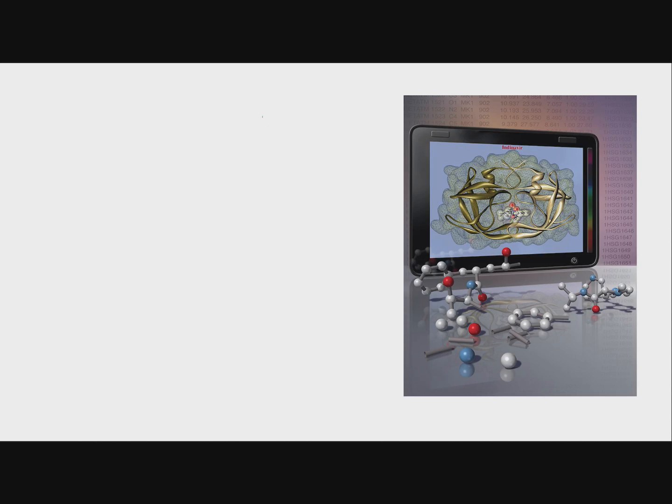In 1989, researchers discovered the structure of HIV protease. This is a protein that's synthesized by the human immunodeficiency virus, HIV, which causes AIDS. So this is a protein that the virus makes.